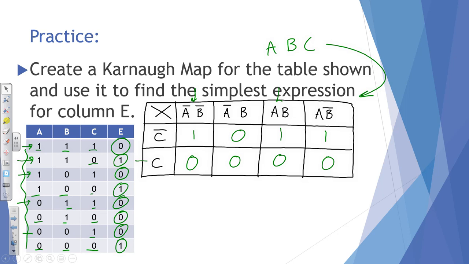Now, of course, those 3 are connected, but we can't group together a group of 3. We can only group together groups of 2, 4, or 8. And so we should definitely loop these 2 together. Now, what do they have in common? They have the negation of C in common, but they also have parameter A in common. And so that looping is represented by A and C naught.